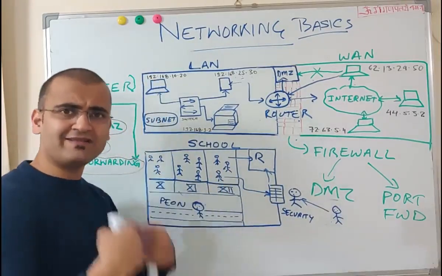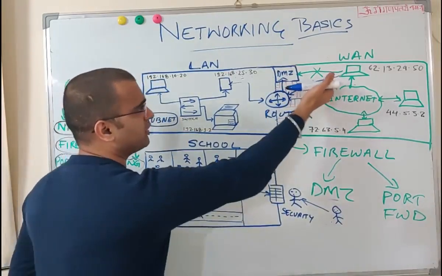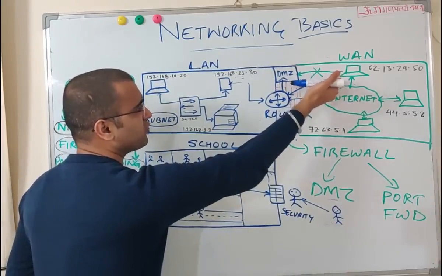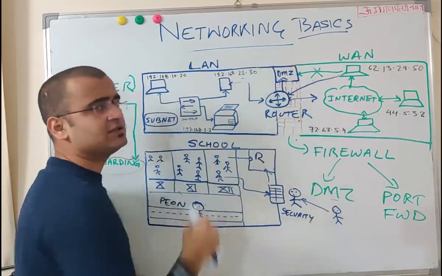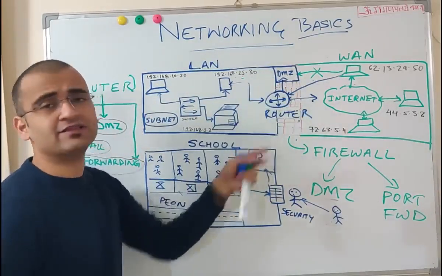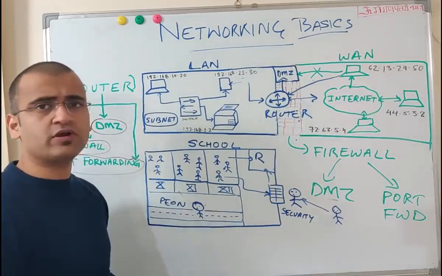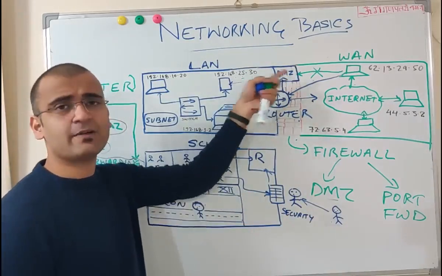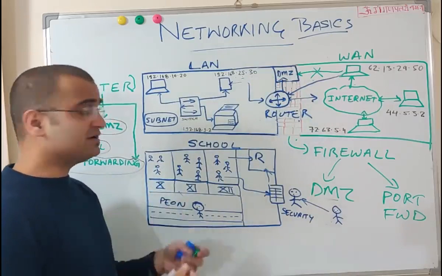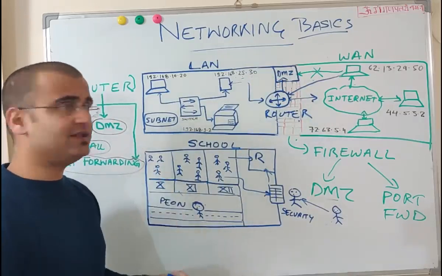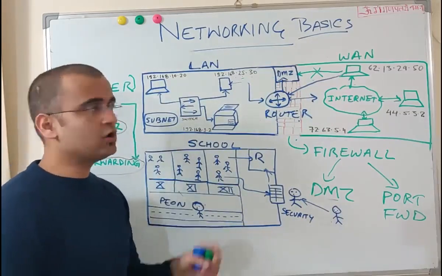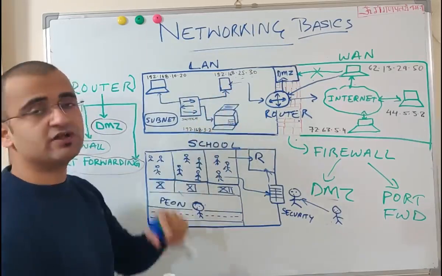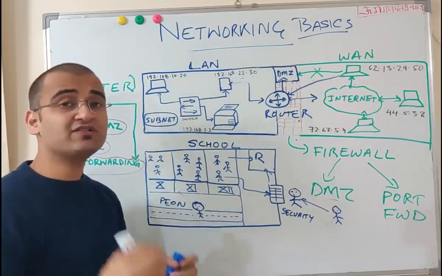Port forwarding is another mechanism through which you can allow communication from the outside network into the local area network through the firewall and the router. In the port forwarding concept, you do not create a separate DMZ. Rather, you specify exactly on which particular port of this particular device the communication needs to happen. What is a port?